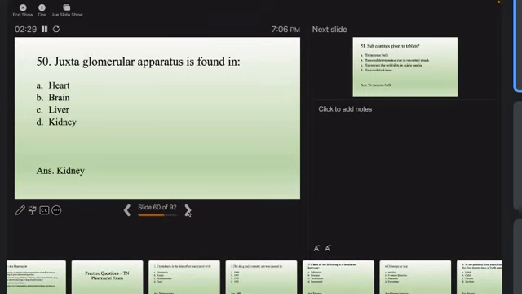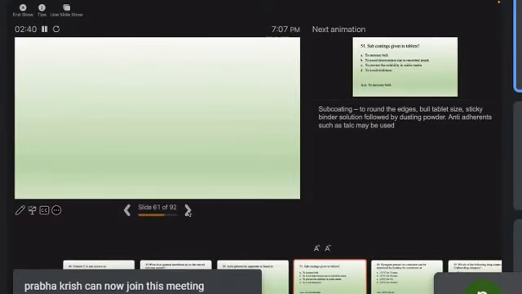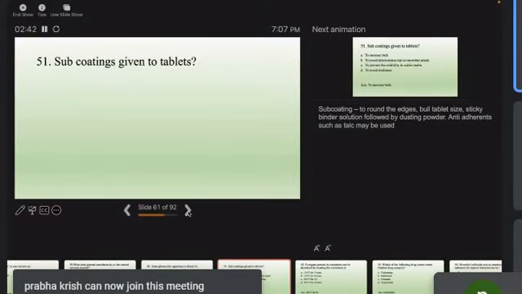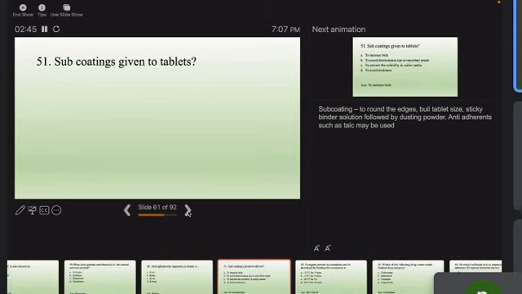Okay, so shall we move forward with questions now? Okay, fine. The first question for today will be subcoatings given to tablets. Why are subcoatings given to tablets? Any thoughts before we go into the options?